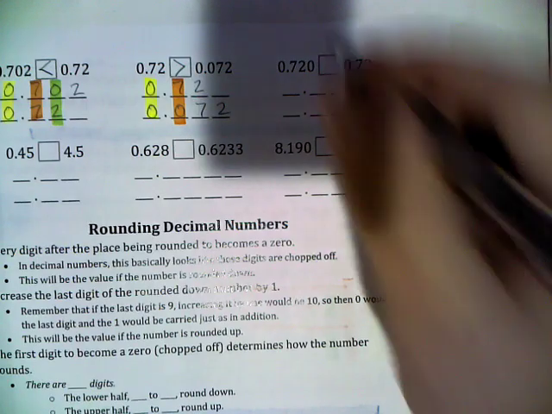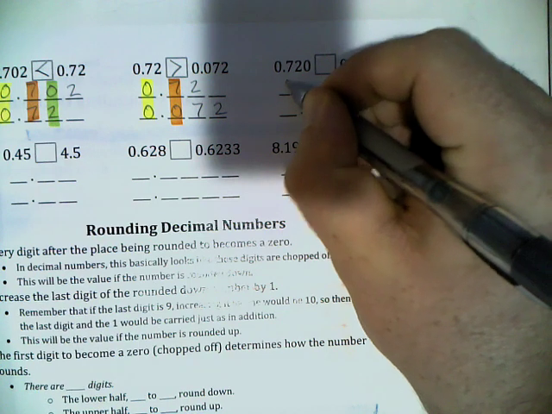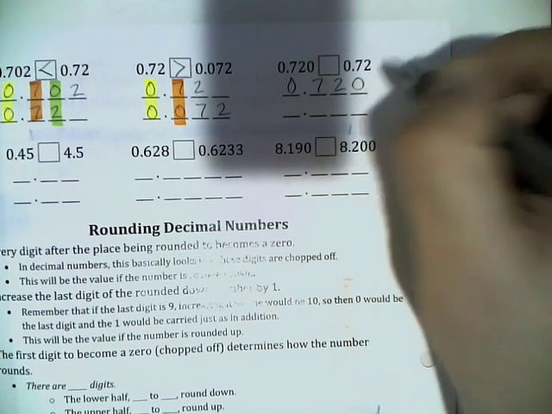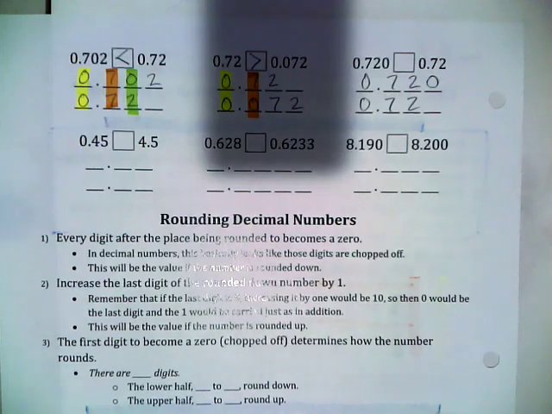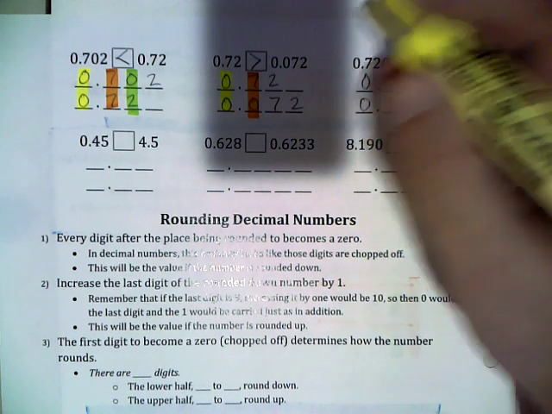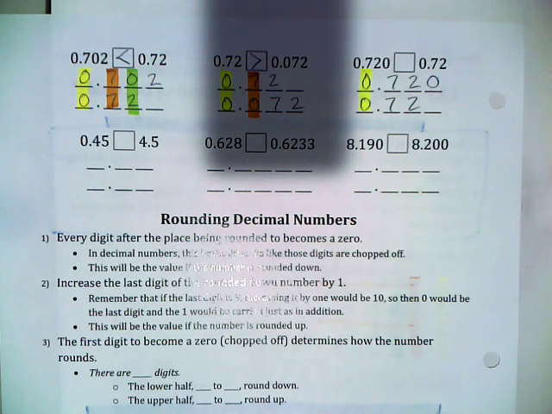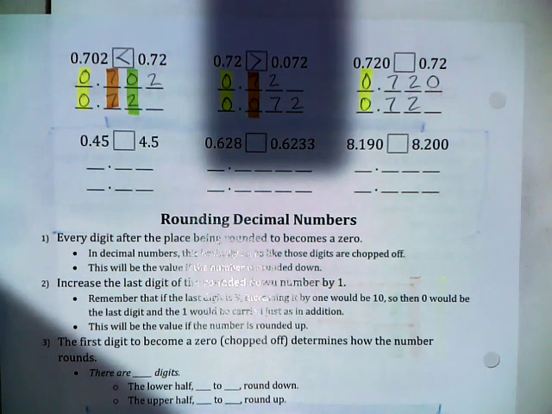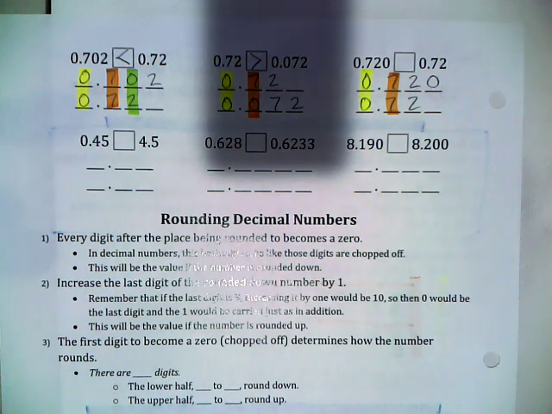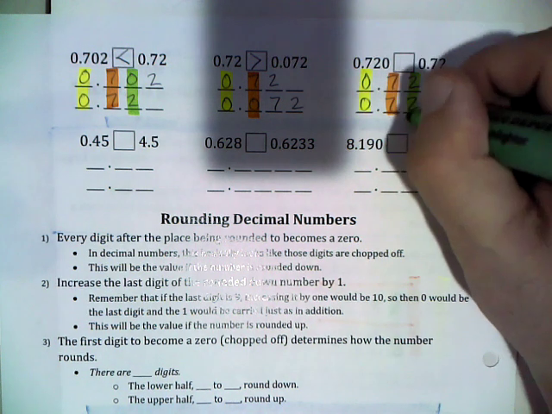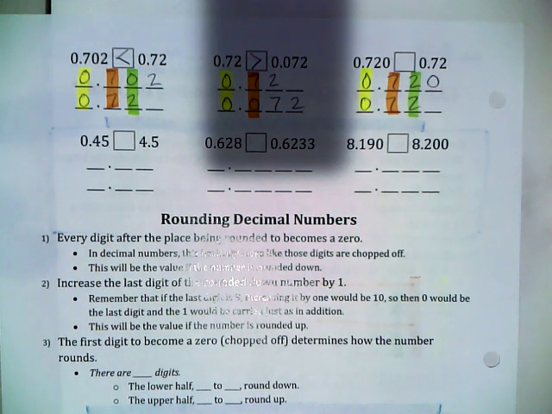And then finally, in our last one, we have 0.720 compared to 0.72. So if we compare these, grab your yellow, in their ones places, they're the same, so no difference. Grab your orange now. In your tenths, we got a 7 and a 7, so no difference there. Move on now to the hundredths. 2 and a 2, that's the same. And then for this last one, let's go ahead and grab our pink.